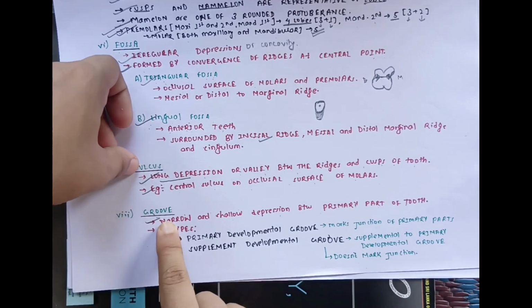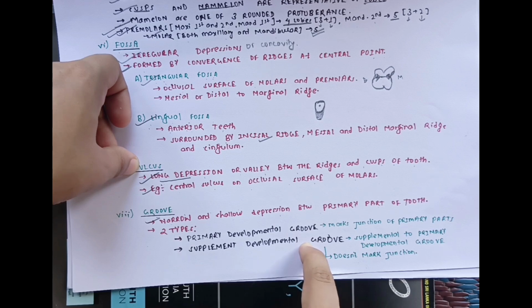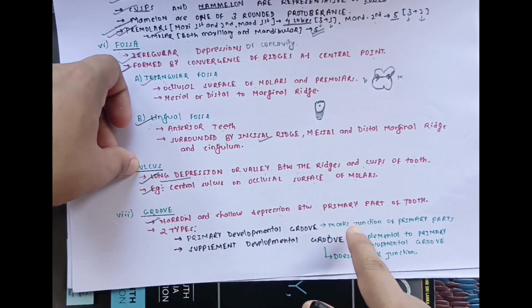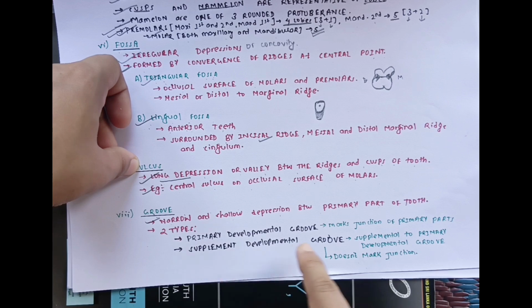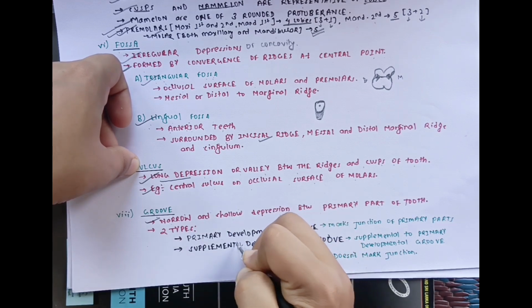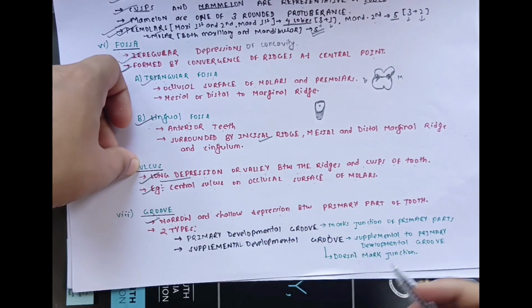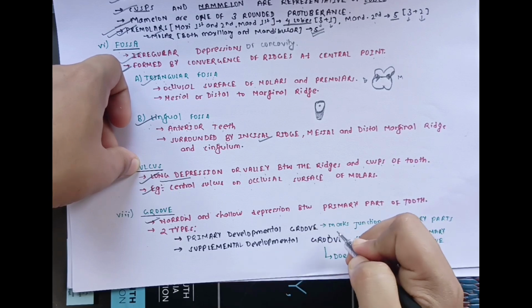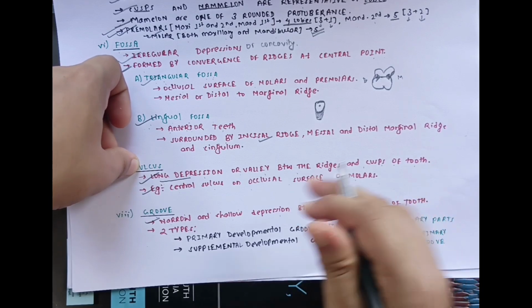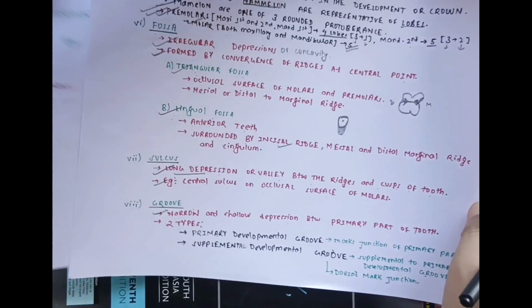In grooves we can see there are two types. One is the primary developmental groove and another is the supplemental developmental groove. The primary developmental groove marks the junction of the primary parts. The supplemental developmental groove is supplemental to the primary developmental groove and doesn't mark the junction. Usually it arises from the primary developmental groove. I will show you in pictures.